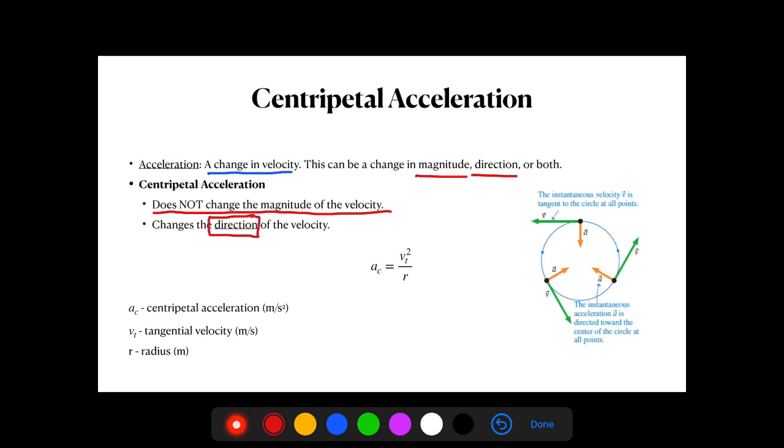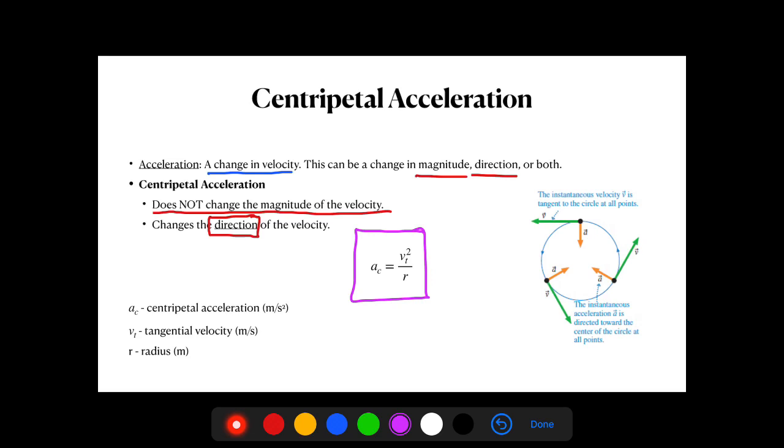It simply changes the direction that you're going. All it's doing is changing the direction. It is not changing the magnitude, all right? Now we have a way of calculating this. We can calculate this by saying that the centripetal acceleration is equal to the tangential velocity squared divided by the radius of the circle, all right?